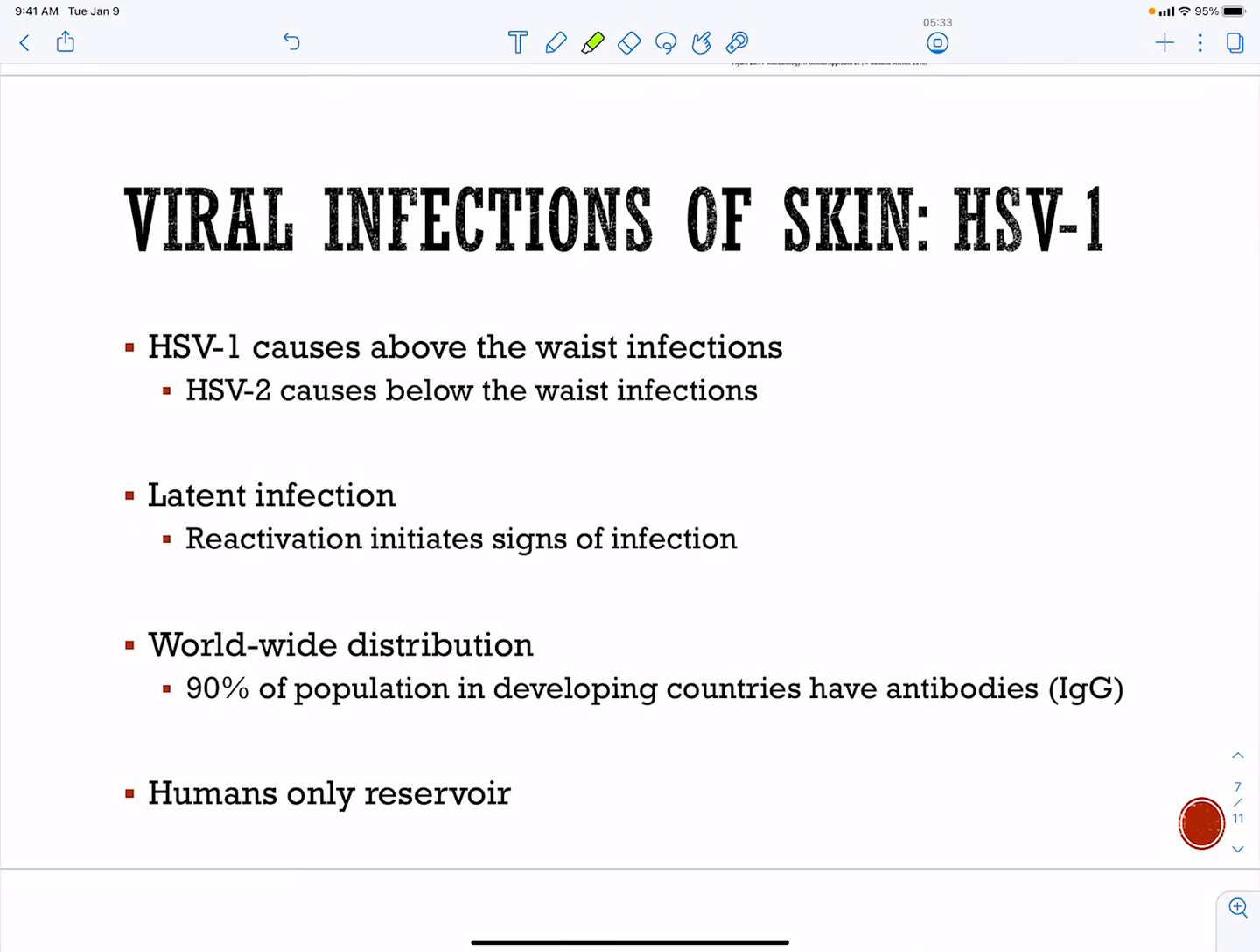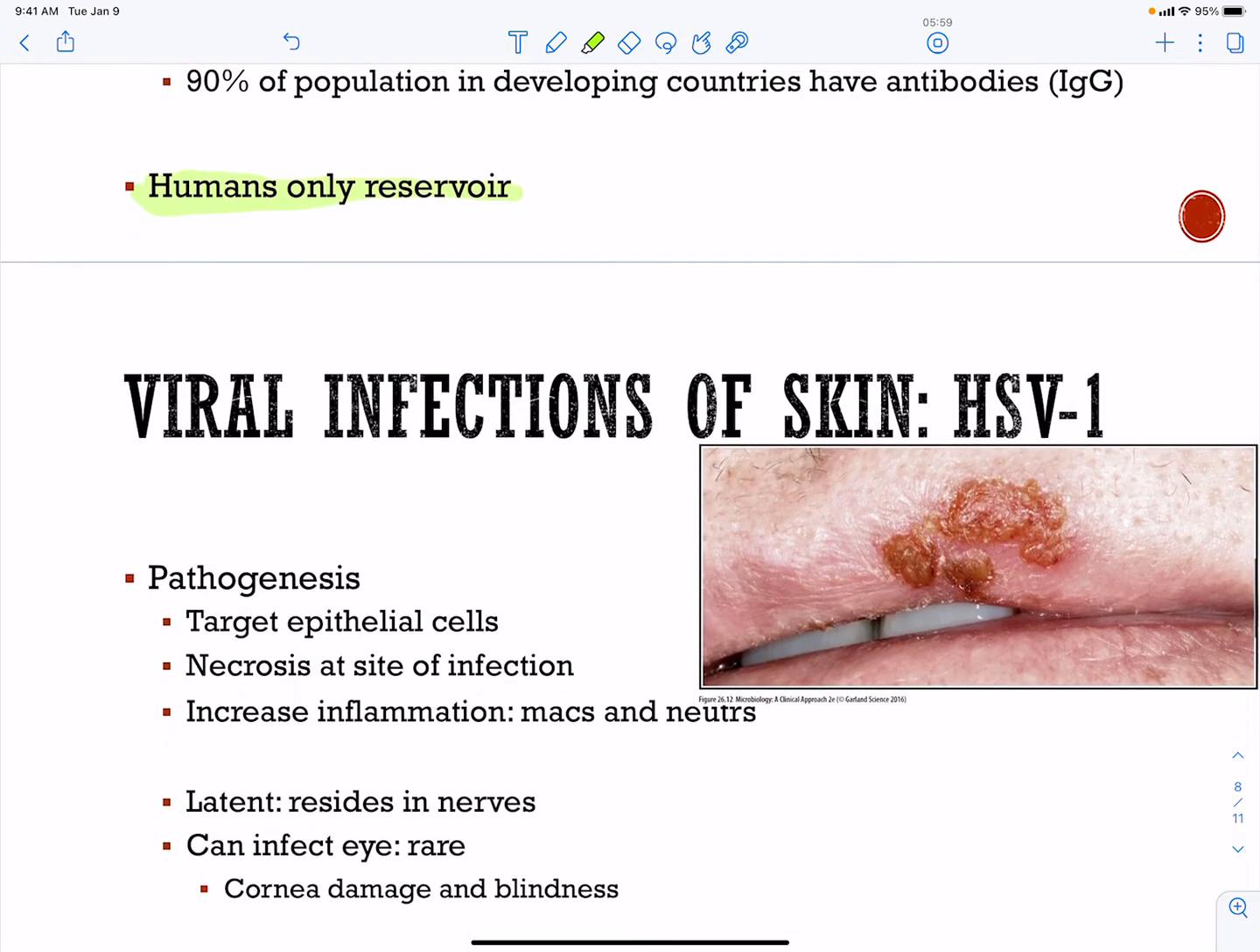Herpes simplex virus 1 can cause infections of the skin. These are going to, again, be latent infections, with reactivation. There are a lot of people infected worldwide with herpes simplex virus 1, and about 90% of the population in developing countries do have some sort of antibody to this virus. Important, this is a human-to-human transmission. We are the only reservoirs. It does not hang out in any other animal.